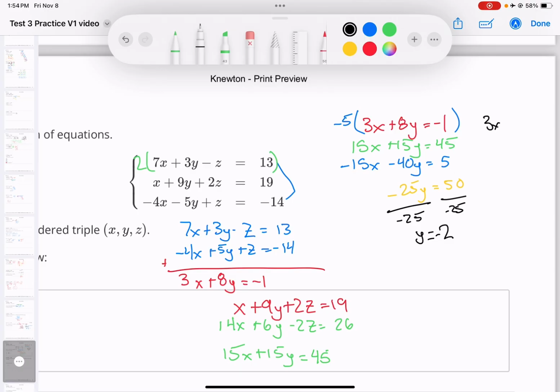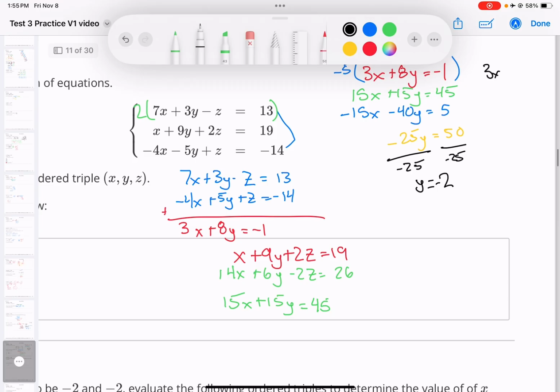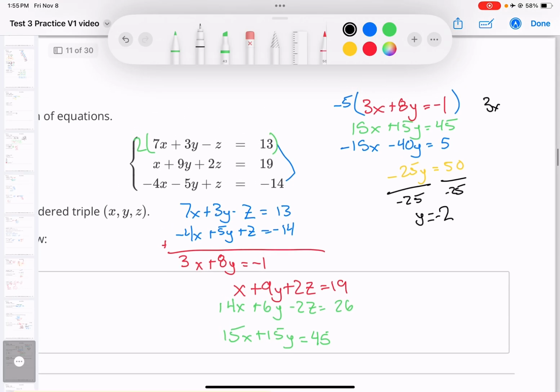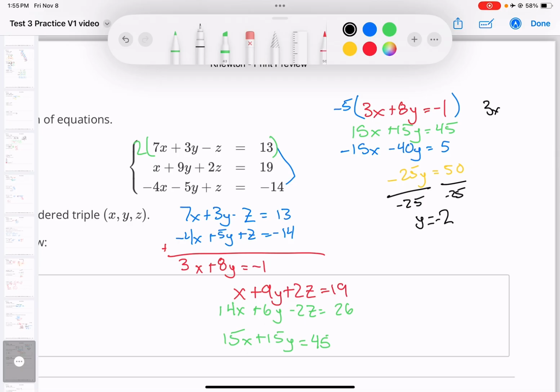I write something down wrong. That's a positive. That's a positive. It's 45. x minus 9y is 2z. I did this right in class. 14x plus 6y minus 2z is 26. Let's see. Negative 15, negative 40, which is negative 25. Let me check that. 10 minus 40 is a negative 25. Should be a negative 1, so it's negative, it's plus 5.